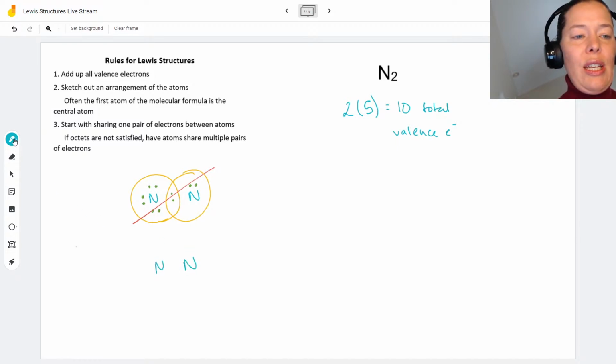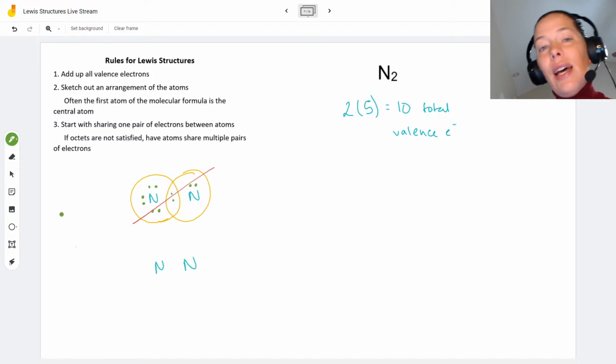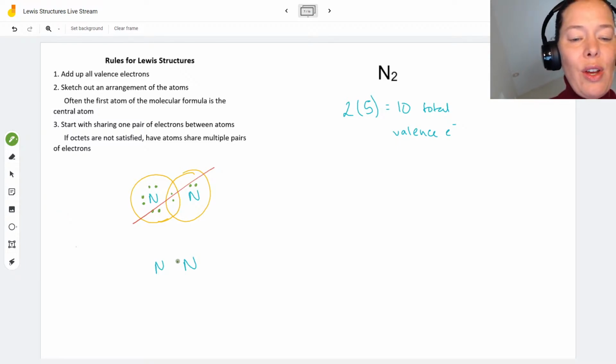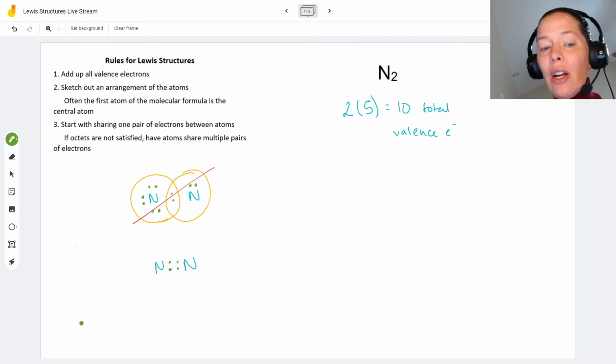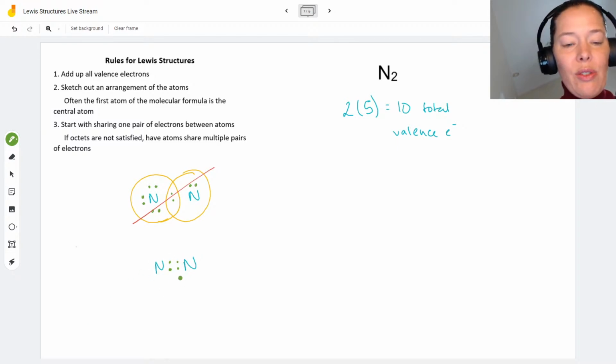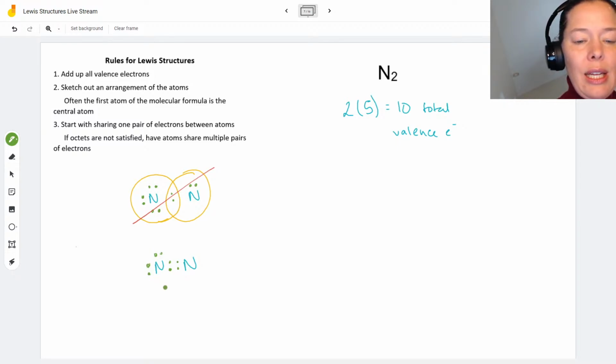Nitrogen, nitrogen. My hint says if sharing 1 pair leads to not satisfied octets, then share more. So instead of sharing 1 pair, we are going to share 2 pairs. So now I have used 4 electrons, 6, 8, 10.